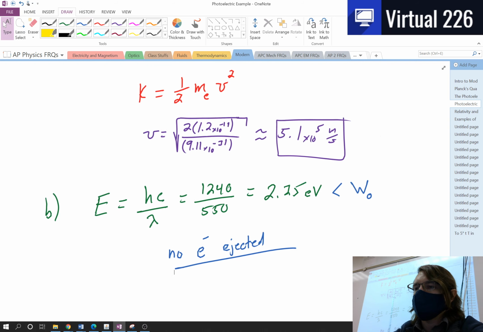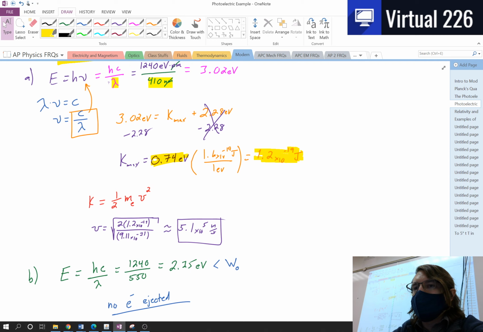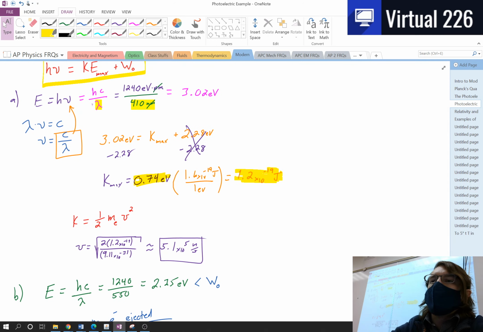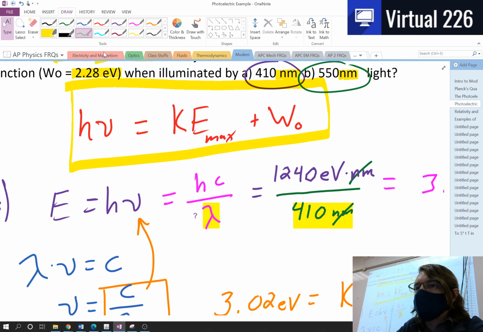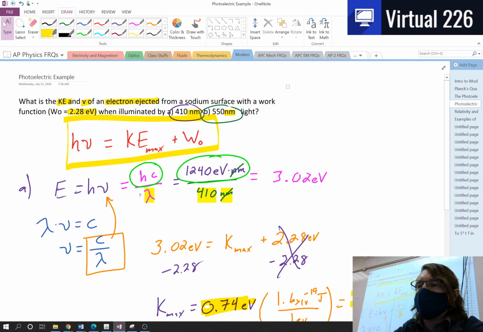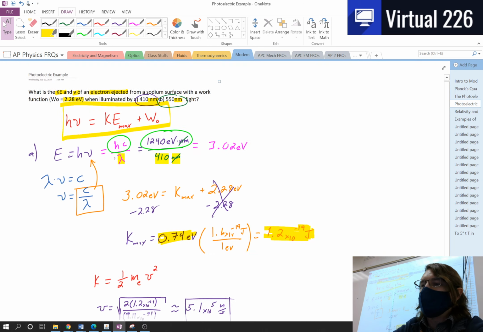So that's just a quick little example of what the photoelectric effect is doing, how we think about it, and how we use this equation. The big takeaway in this problem is don't forget about this hc. It equals 1240 eV nanometers. That's a super helpful thing to solve problems quickly. And then using that and understanding what this means is everything.